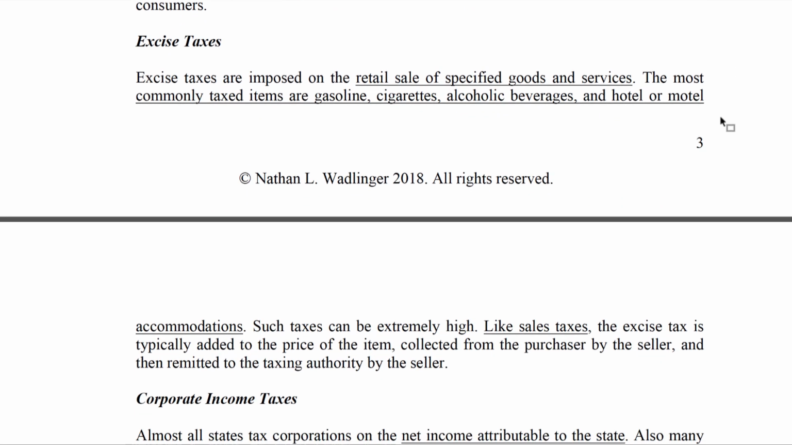So excise taxes are kind of like a sales tax, but they focus on only specific items. Some examples include gasoline, cigarettes, alcoholic beverages, hotel, motel combinations. Basically, the idea is that you might have gone to a hotel or motel, like in a state like Florida, which is very much driven by tourism. And not only do you see sales tax, but you see an additional tax for tourism. That's basically on hotels and motels. That's basically an excise tax. The idea is that state is generating more revenue from that specific activity.